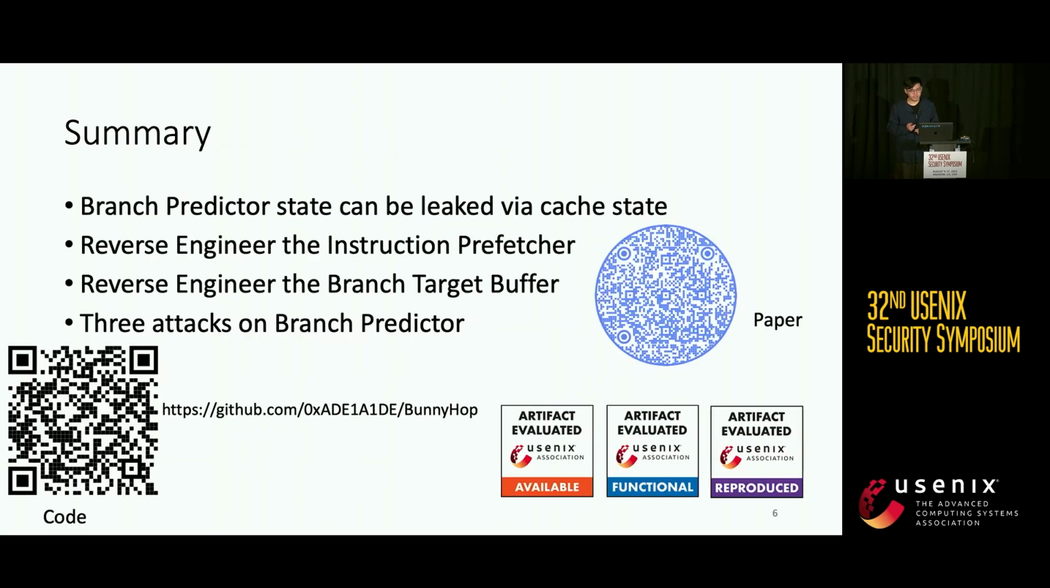In summary, in our work, we present the BunnyHop technique, which can translate the branch predictor state to a cache state. Based on this technique, we perform two reverse engineering works on the instruction prefetcher and the branch target buffer. In the end, we apply the cache attacks on the branch predictor, and we perform three interesting attacks on the branch predictor. If you are interested in our work, you are welcome to read our paper, and our code is open source, available on GitHub.